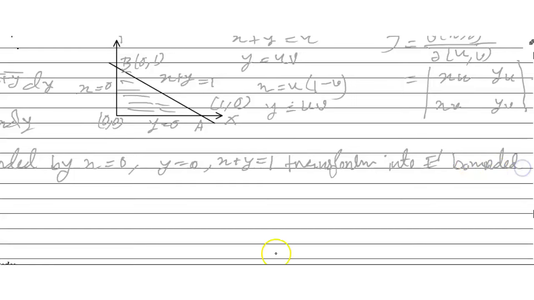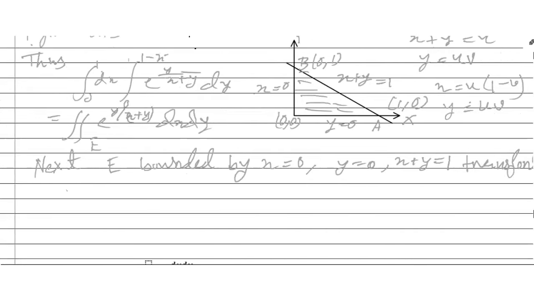Bounded by u equals 0, v equals 0, and 1 minus a unit square.